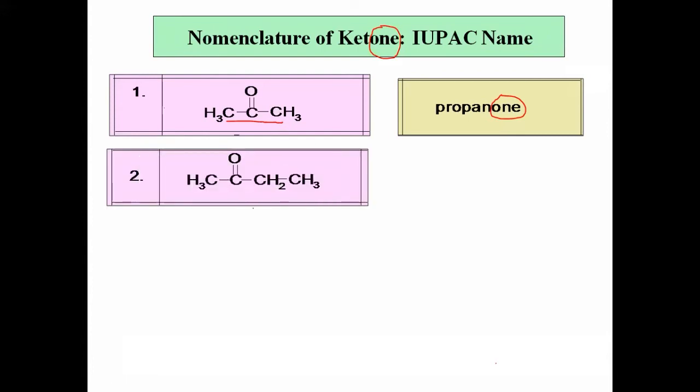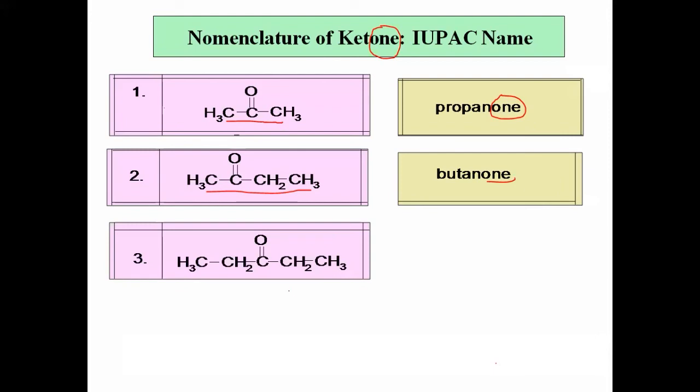Then let us see the second example. Here also we should first select the continuous carbon chain. Okay, this is the carbon chain. Now how many carbons are there? It has 4 carbon atoms, means the parent alkane is butane, and we are replacing the last E by ONE, therefore it becomes butanone. Let us see the next example.